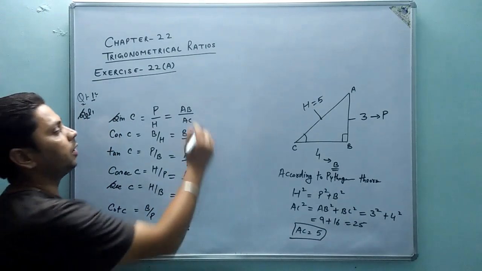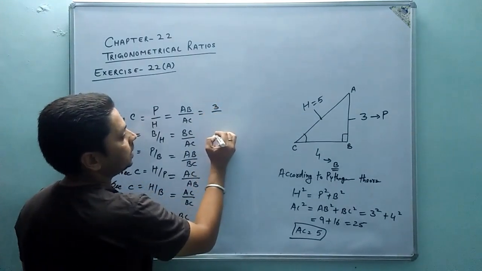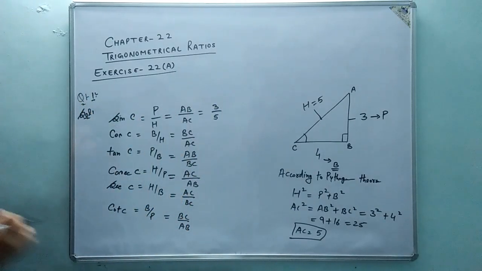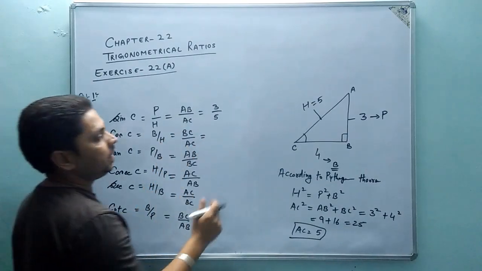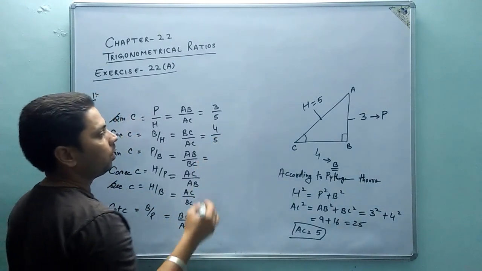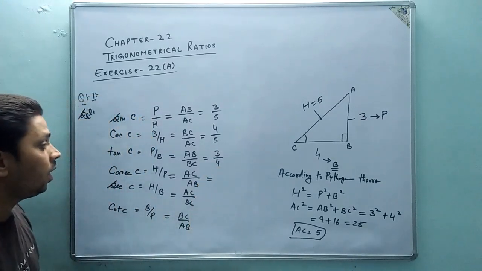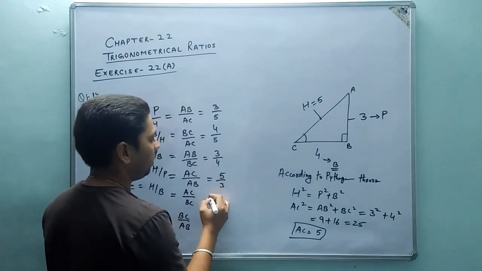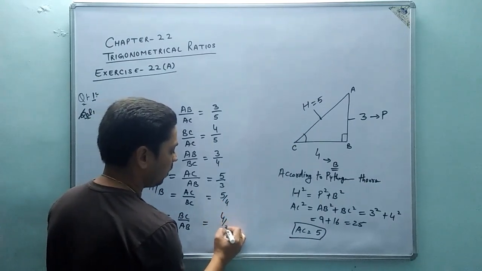Now substitute all the values here. What is AB? AB is 3, and what is AC? AC is 5. So what is sin C? Sin C is 3 upon 5. Then we have cos. What is BC? BC is 4 and AC is 5. Again AB upon BC, that is equal to 3 by 4. This is equal to AC upon AB, that is 5 upon 3. Then we have 5 over 4. Then we have 4 over 3.